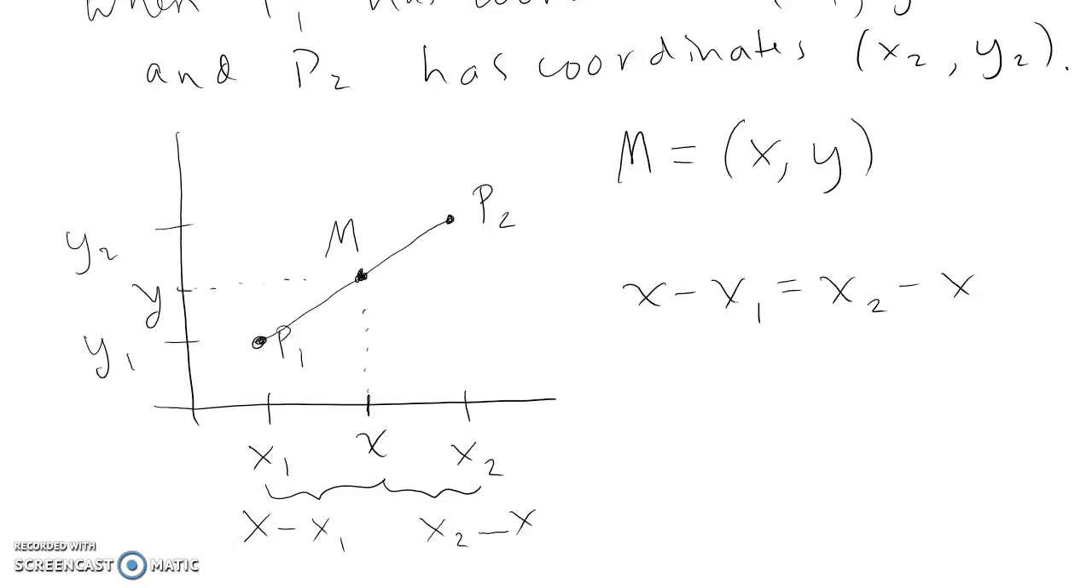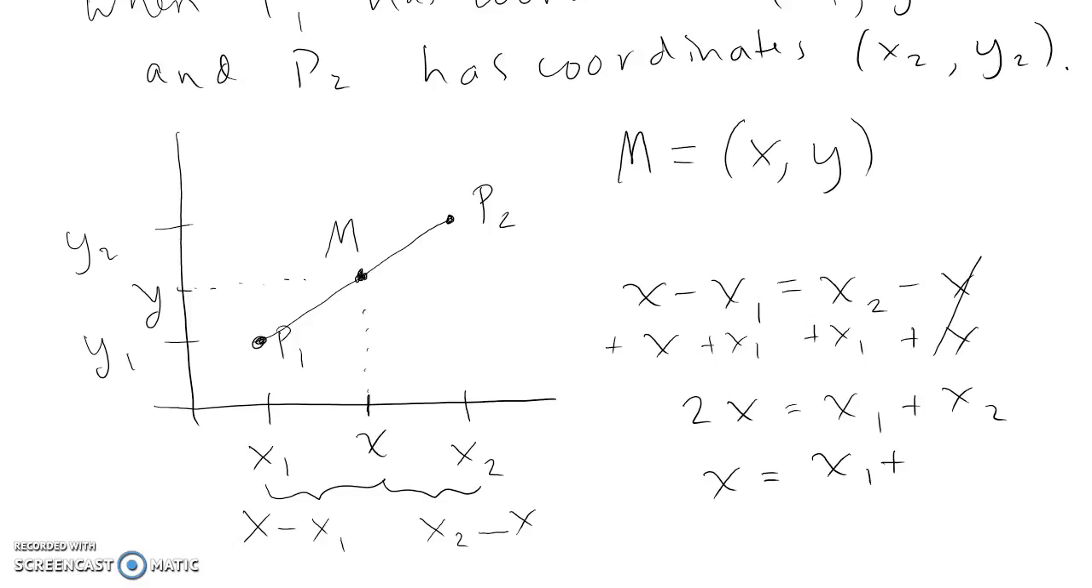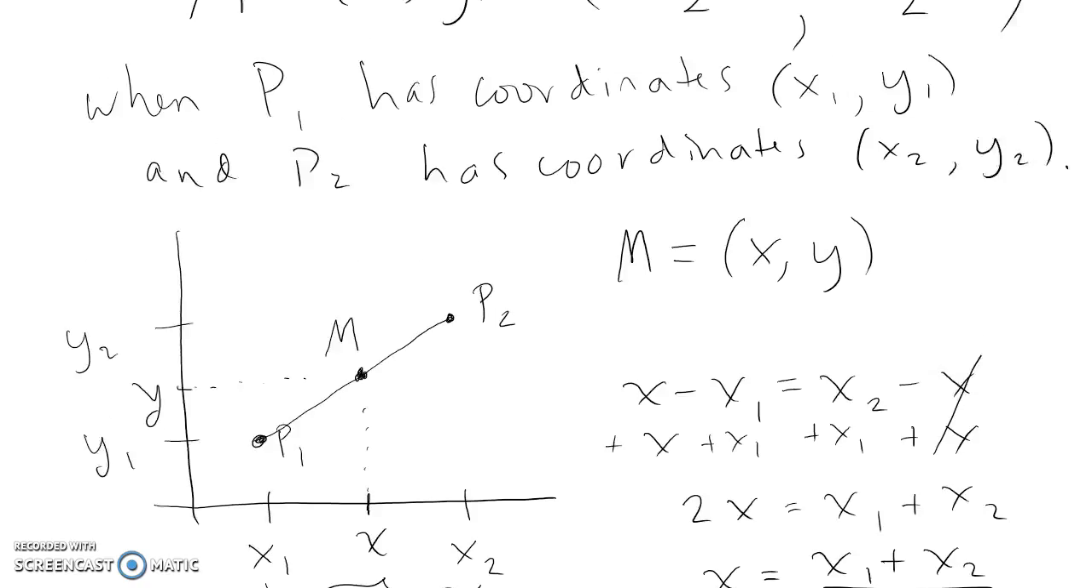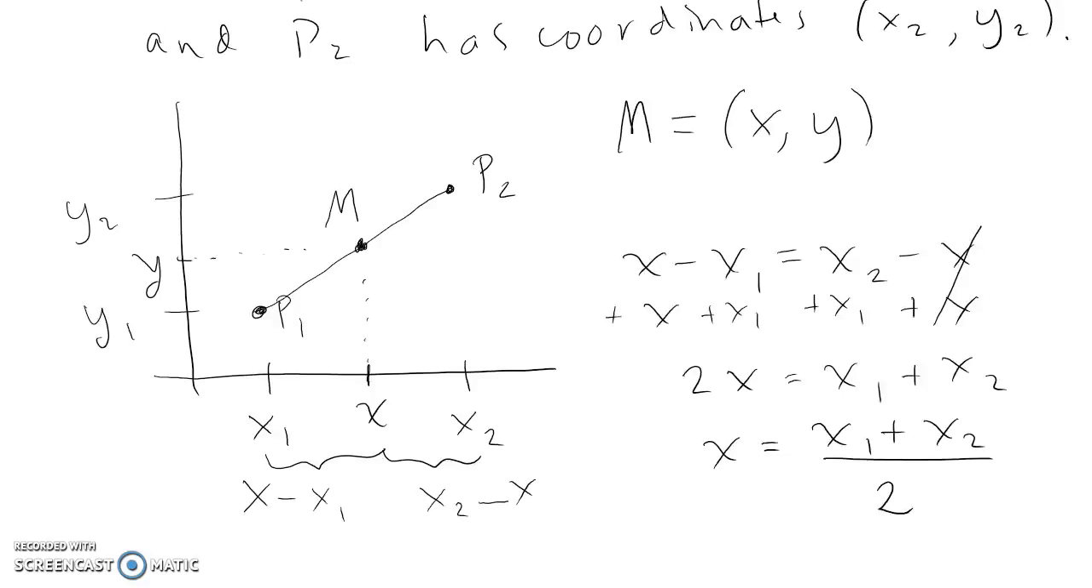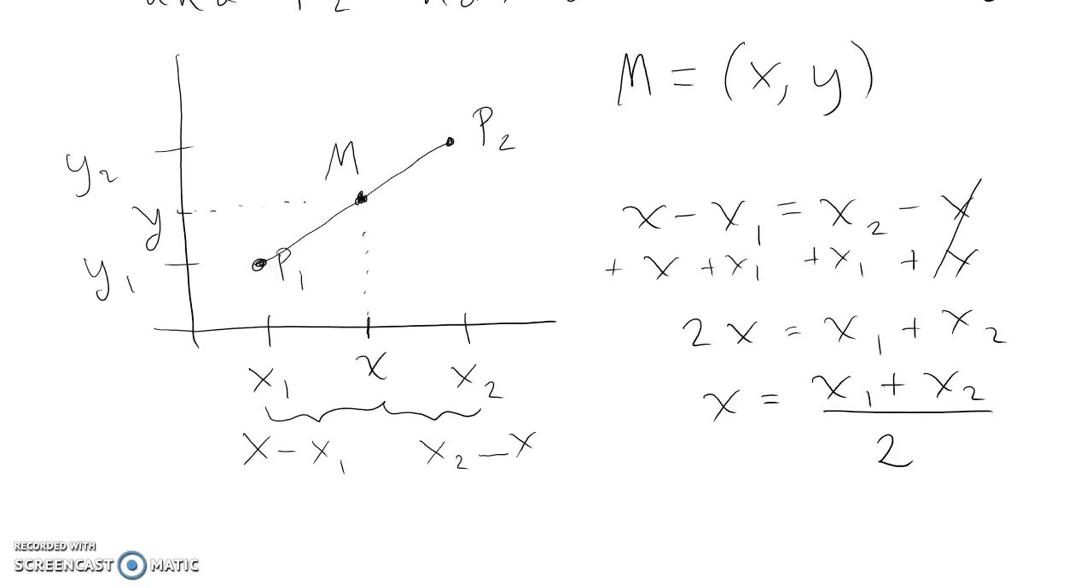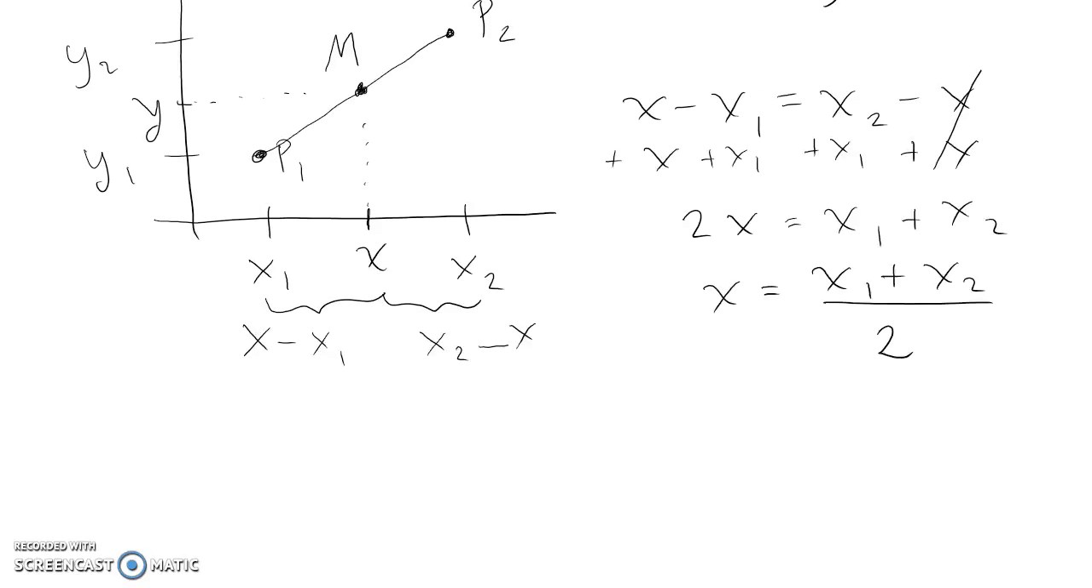Now if I go about moving some things around, I can add x to both sides. I get 2x. I can add x1 to both sides, so I'll get x1 plus x2. Then I can divide both sides by 2, and we're left with x equaling x1 plus x2 over 2. Remember that that's exactly the x-coordinate of the midpoint. We can do a similar thing for the y's. I'm not going to do that.